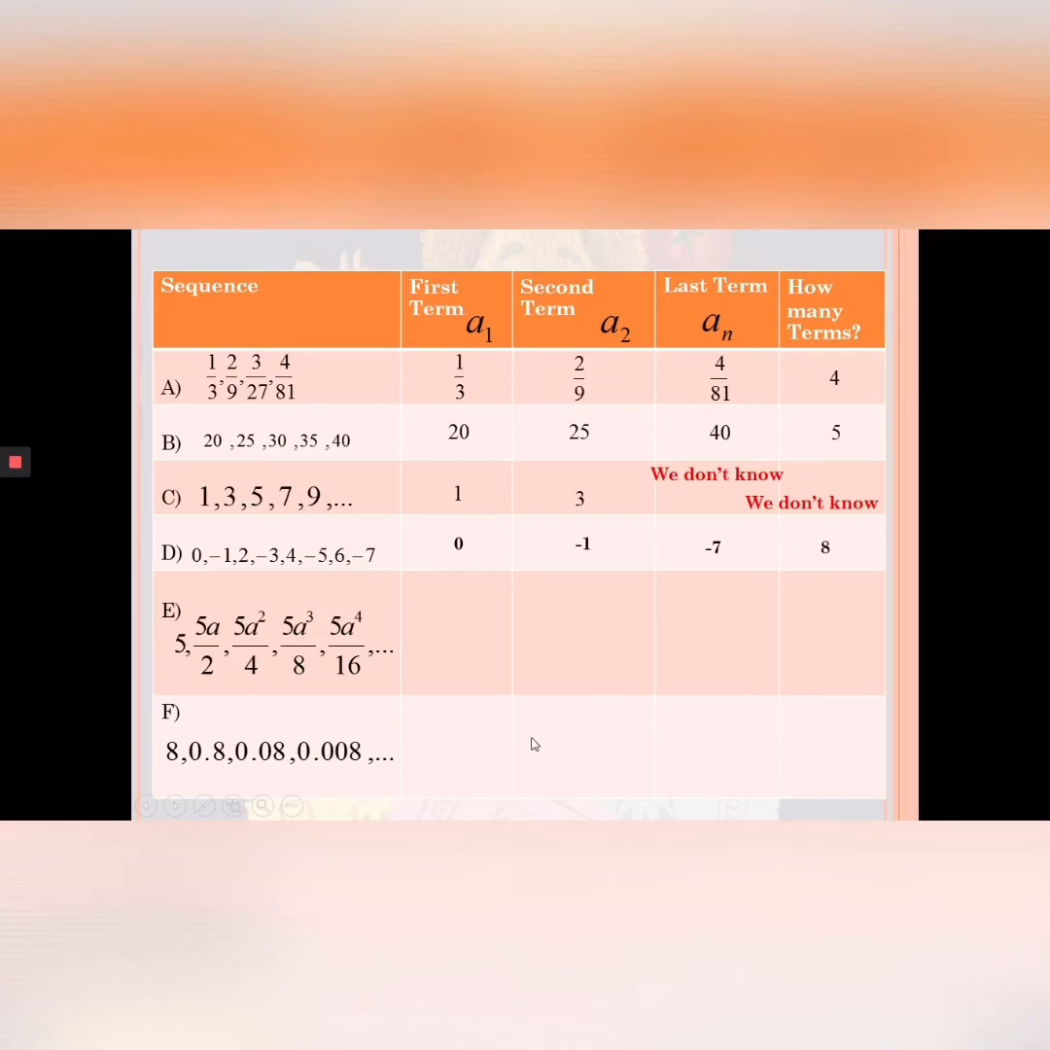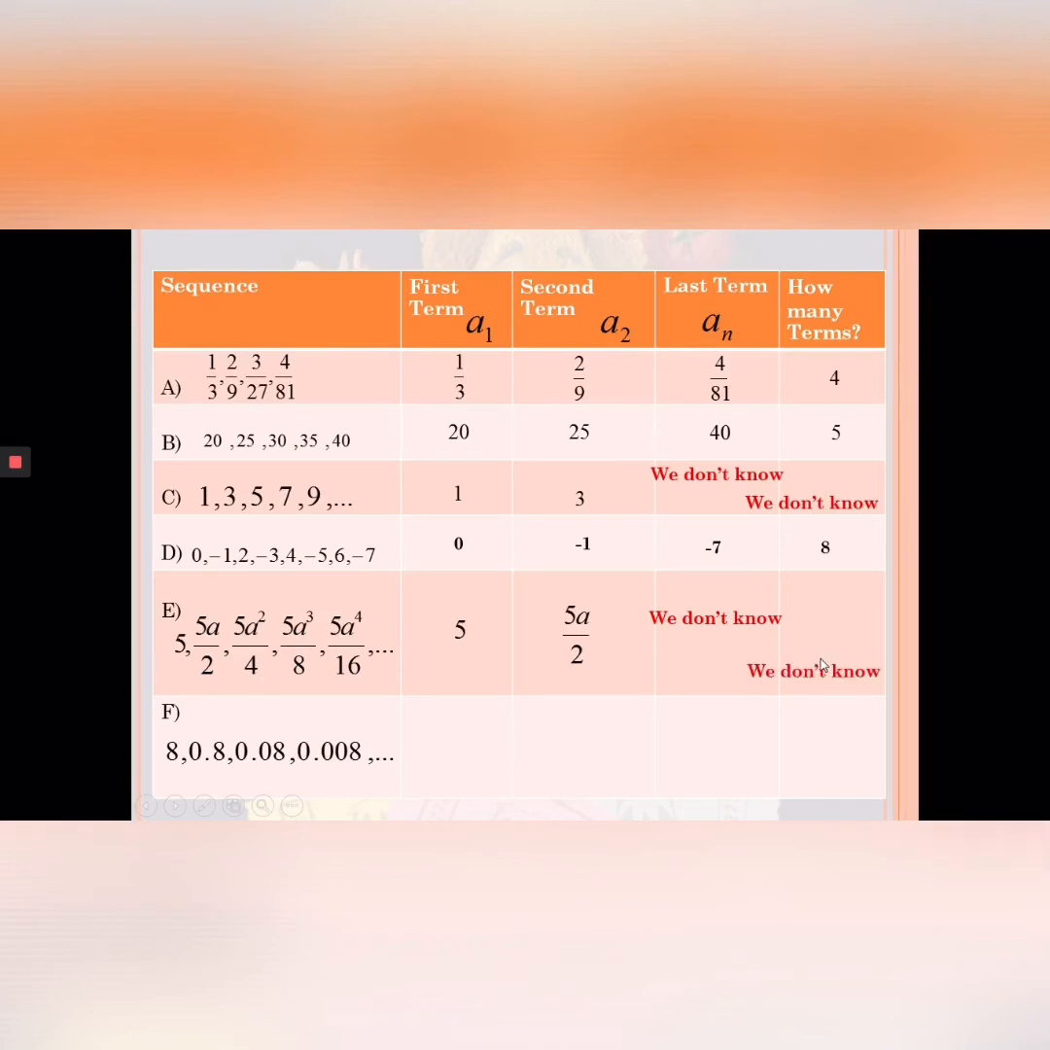Now, next example, for letter E, we have the first term, which is 5, second term will be 5a over 2, and the last term we do not know because it is an infinite sequence. So you just have to write we don't know. And of course, for the last column, how many terms, we don't know as well.